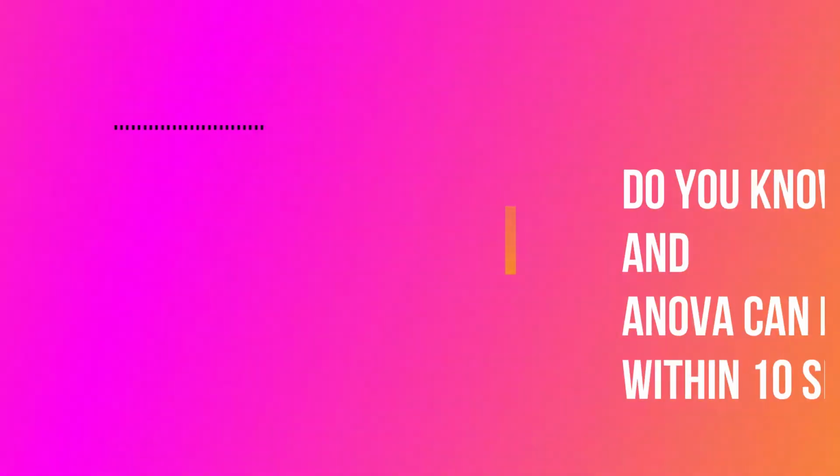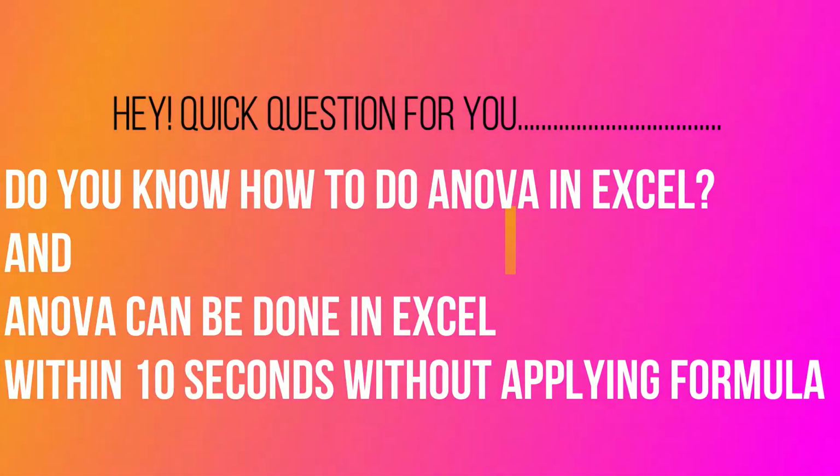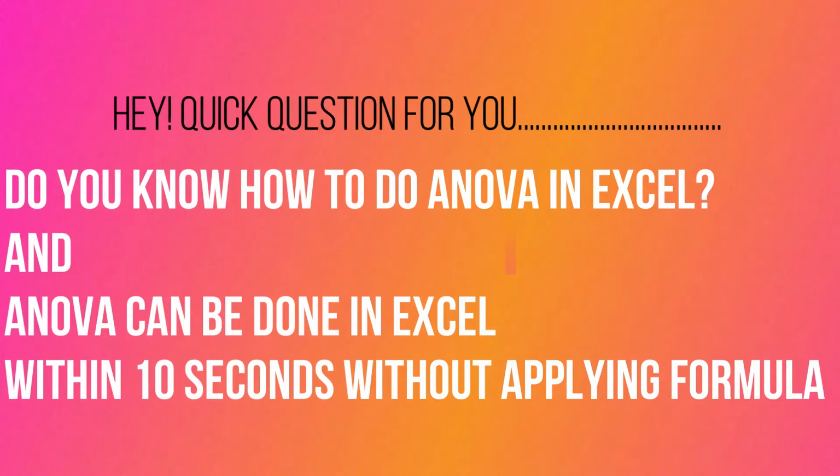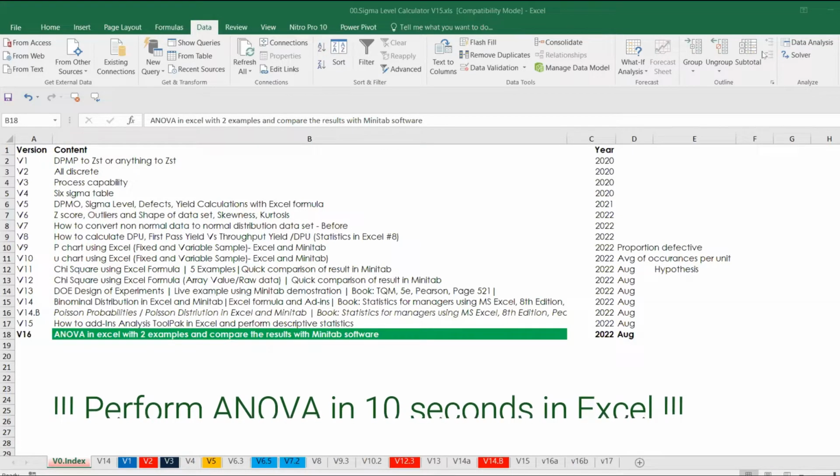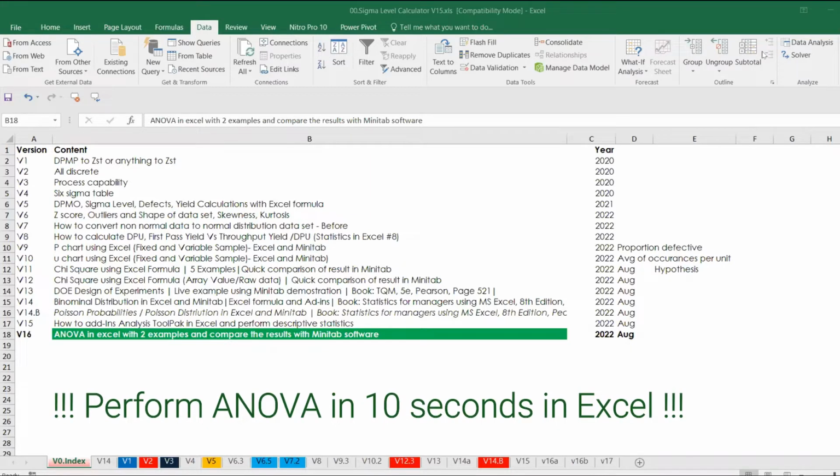Do you know how to do ANOVA, analysis of variance, in Excel? And do you want to learn how to do it without any dependency on statistics software like Minitab? If yes, then it is very, very easy to do. All you need to do is plug in the add-ins in Excel and you will get the result. Let's see, we're going to do ANOVA in Excel with two examples. We are going to compare the result in Minitab as well.